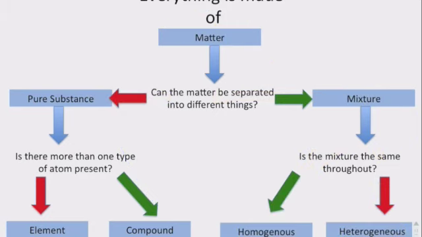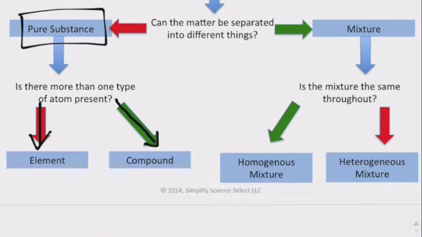From here, we'll go to the other side. So if it cannot be separated out, we know that we have a pure substance. It's made of one thing. And then we ask ourselves, is there more than one type of atom present? If it's a single atom, we know that it is an element. If there are multiple atoms there, then we know that it's a compound. So that's kind of our flow chart of how we can distinguish matter.